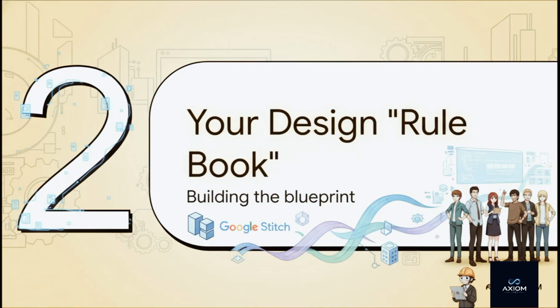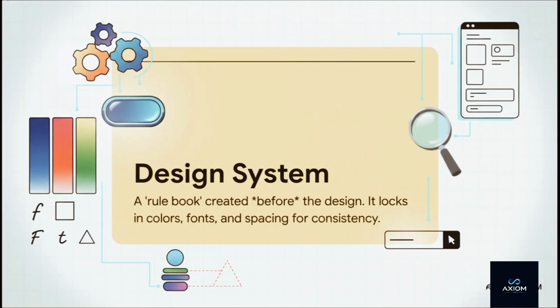So let's start at the beginning with the foundation. The very first step is all about building your design blueprint with Google Stitch. This is where we create what I like to call our rulebook. You know, the real secret sauce here is this concept of a design system. It's so important. Before Stitch even thinks about building a single screen, it first creates a set of rules for your entire project. It locks in your colors, your fonts, your button styles, everything. This is the secret to getting that consistent professional look across your whole app.